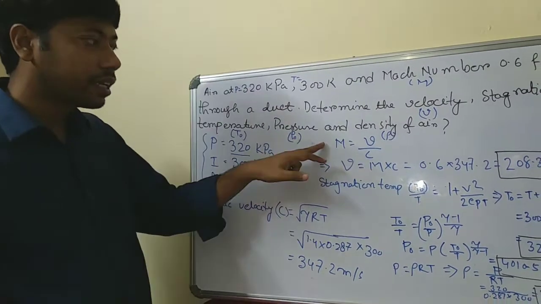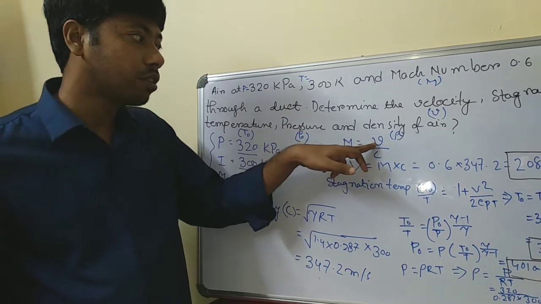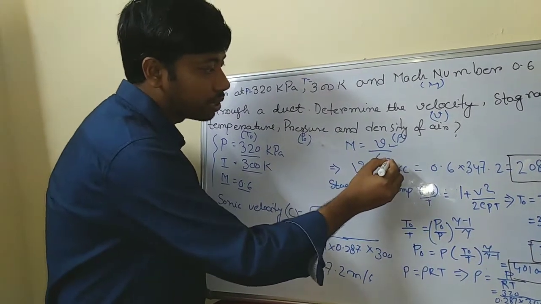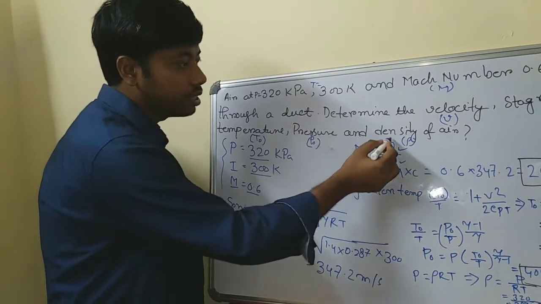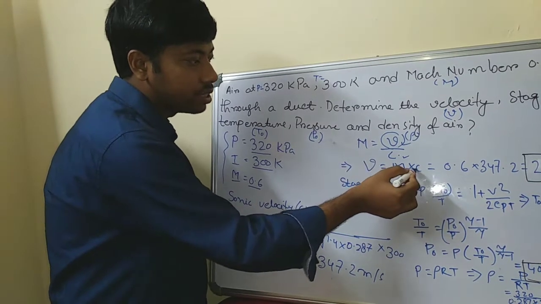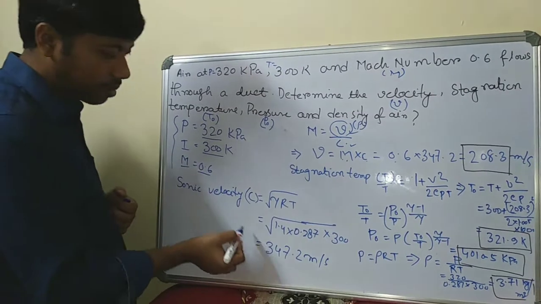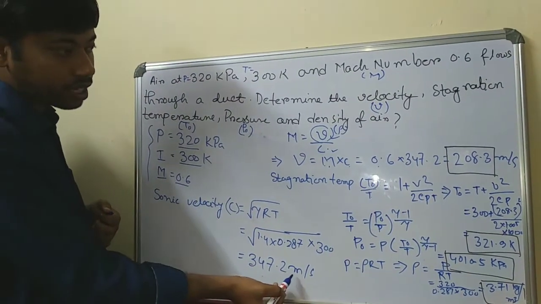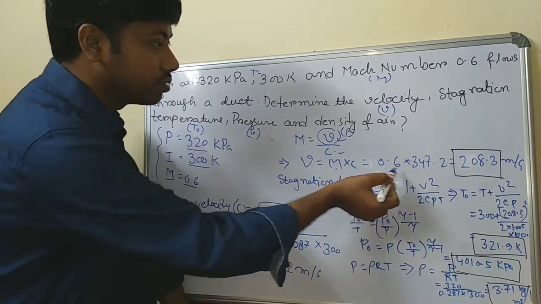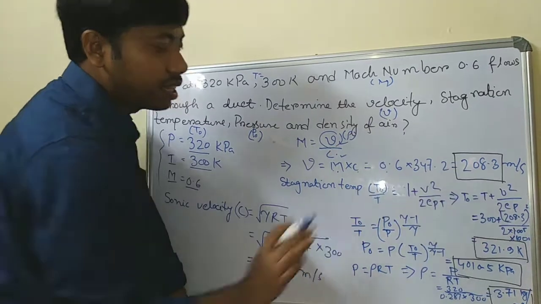Now, you know the Mach number. The Mach number is designated with M. M is the ratio of the velocity of the fluid to the velocity of sound. The velocity of fluid is V and the velocity of sound is C, so M is equal to V by C. When you calculate V, V is equal to C into M. The value of M is given as 0.6, and the value of C comes out to 347.2 meter per second. If you multiply M into C, you get the velocity of the fluid, 208.3 meter per second.